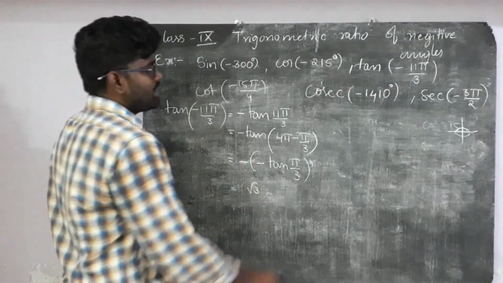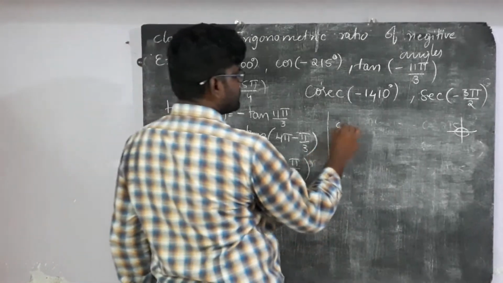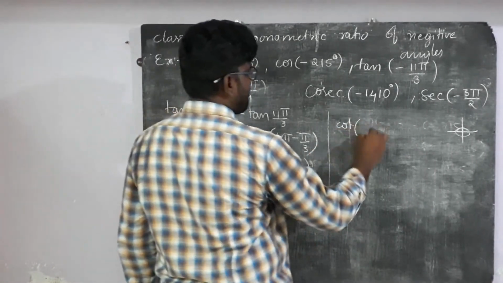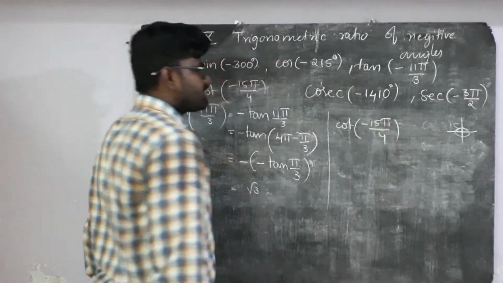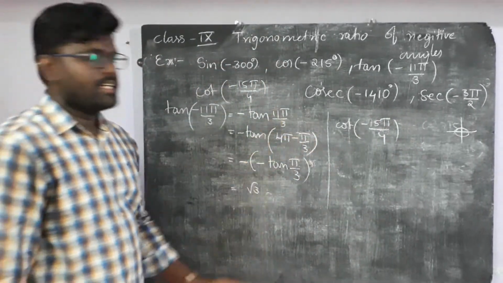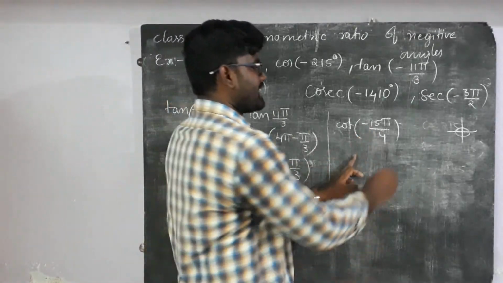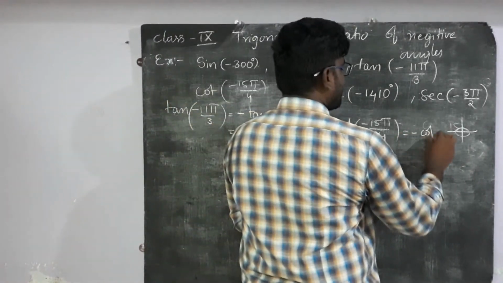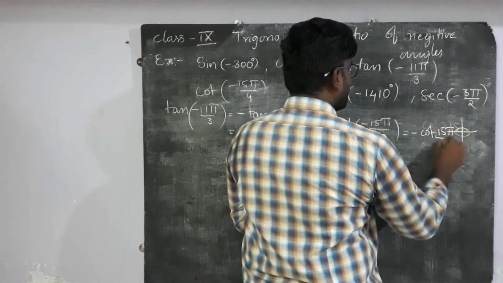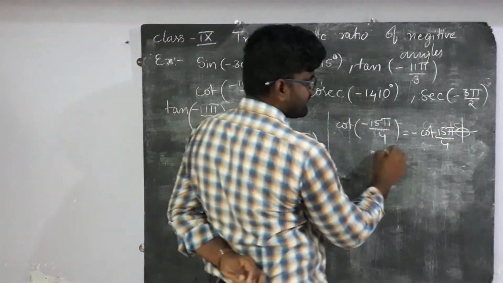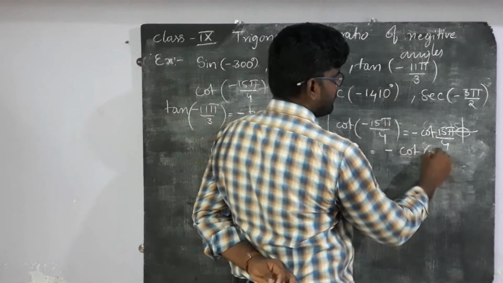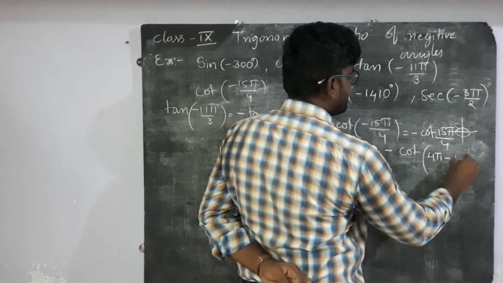In the same way, cot minus 15 pi by 4. Cot minus theta is equal to minus cot theta. That means minus cot 15 pi by 4. Here we can write cot 15 pi by 4 like this: cot of 4 pi minus pi by 4.